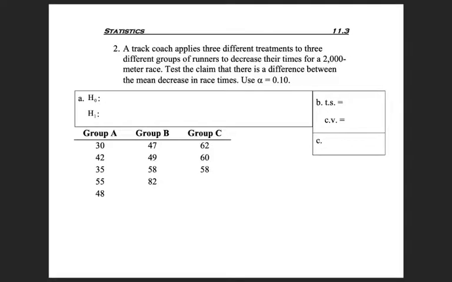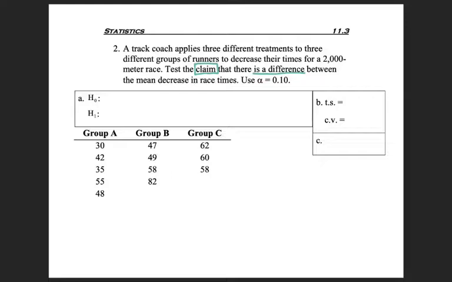So now let's look at problem 2. A track coach applies 3 different treatments to 3 different groups of runners to decrease their time in a 2,000 meter race. Test the claim that there is a difference between the mean decrease in race times. Use alpha equals 0.10. So it says test the claim that there is a difference.